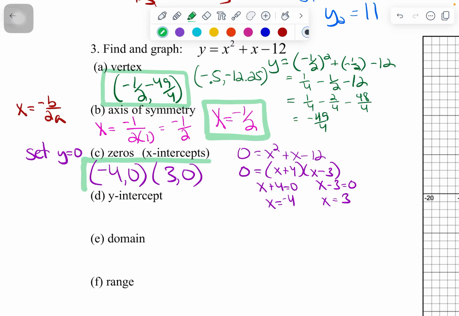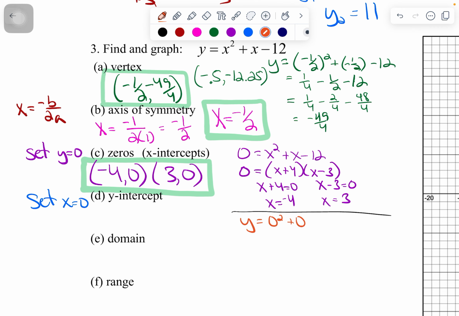All right, so we've got the vertex and axis of symmetry. Let's do the y-intercept, where we set x equal to 0. I'm going to give myself a little line here so I can demarcate where I'm doing my work. So y is equal to 0 squared plus 0 minus 12. 0 squared is 0, so my y-intercept is going to be (0, -12).